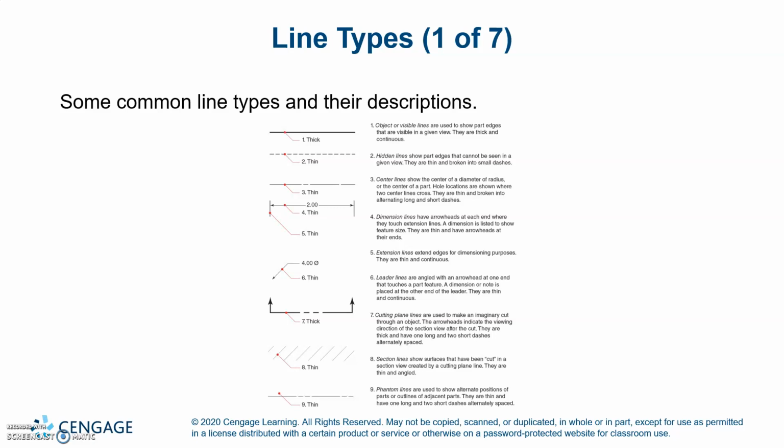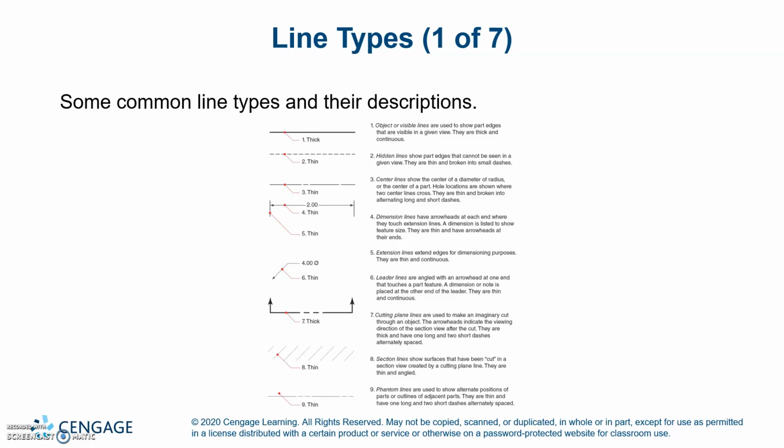Number 5, extension lines extend edges for dimensioning purposes. They are thin and continuous. Number 6, leader lines. They are angled with an arrowhead at one end that touches the part feature. A dimension or note is placed at the other end of the leader. They are thin and continuous.